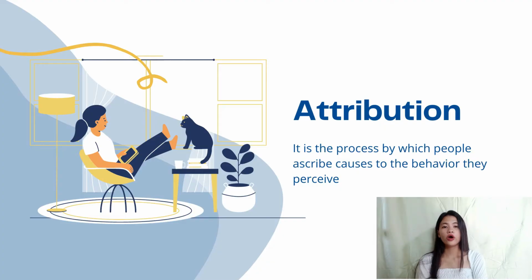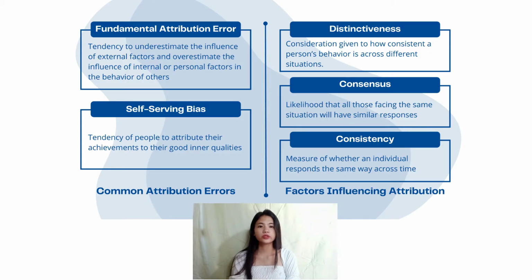Attribution. One theory that is also useful to better understand human behavior is attribution theory. Attribution is the action of regarding something as being caused by a person or thing. There are two types of common attribution error. Number one is the fundamental attribution error, also known as correspondence bias or attribution effect. It is the tendency for people to overemphasize personal characteristics and underemphasize the influence of external factors.